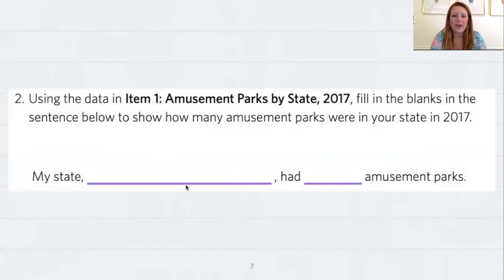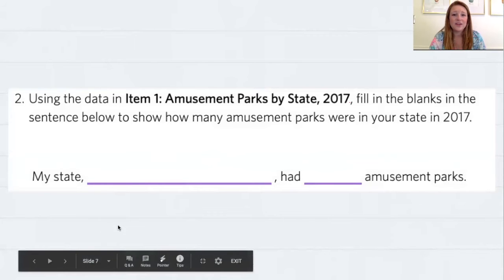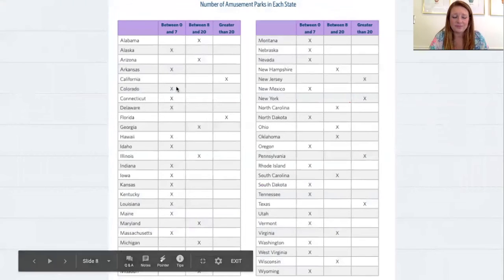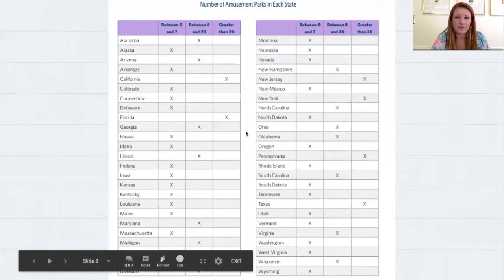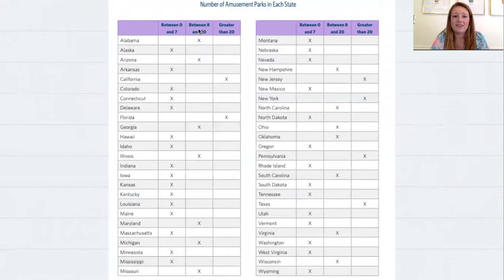So question number 2 says, fill out your sentence stem to show how many amusement parks were in your state in 2017. So right here, we're going to look at this data, and this data is also posted for you on Flipgrid to make it a little bit easier to see. But you're going to see there are 4 columns. The first column lists the state name, and it's in alphabetical order. You're going to see the next column identifies states that have between 0 and 7 amusement parks. Our next column identifies states that have between 8 and 20. And then the final has the number of states that are greater than 20.